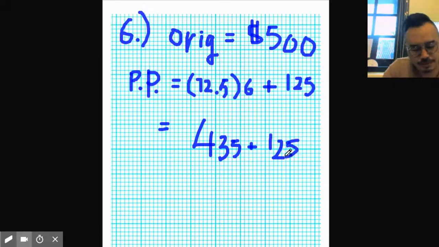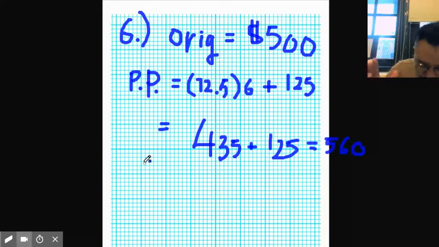Add that to 125. 560. Okay, so you see what this is? Actually, this is interesting. It's basically saying if you want a payment plan, you have to pay more. So they're charging you interest. That's kind of like the idea.